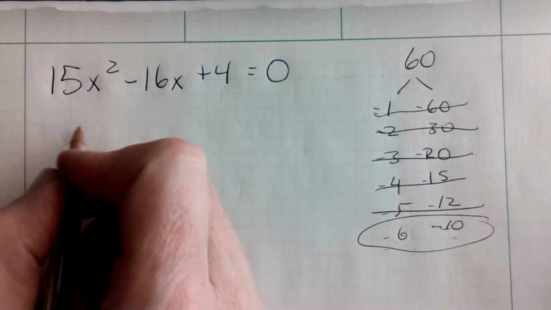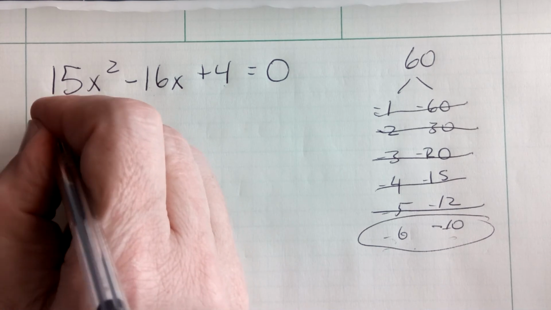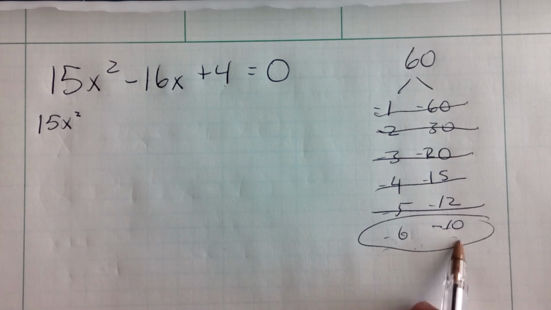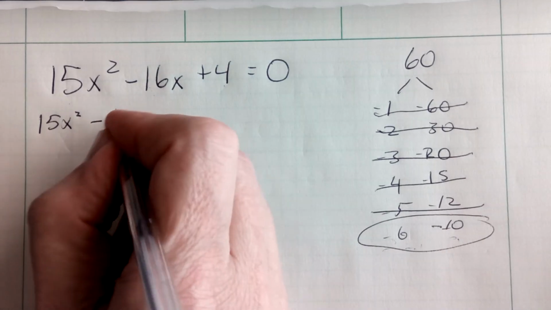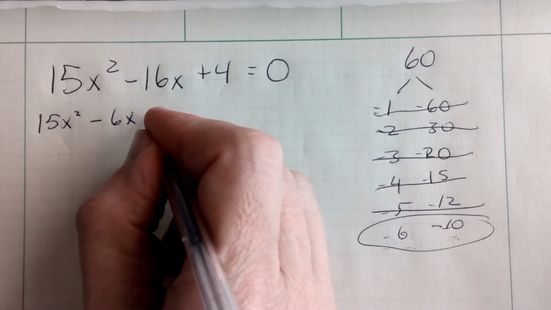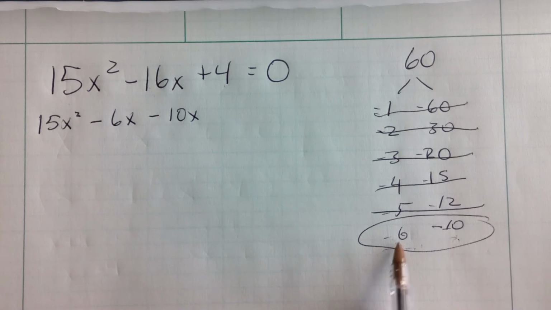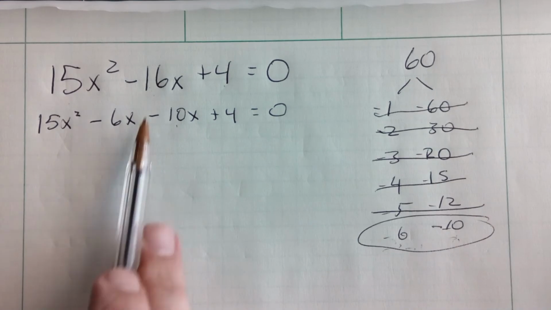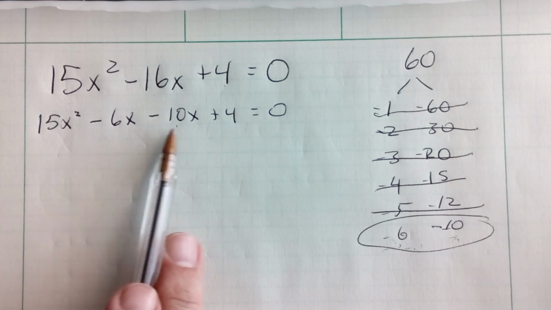Now remember, I don't do my parentheses yet. What I do is I actually separate this 16x into these two terms. And it doesn't matter which one you do first. I could do the negative 10x first, then the negative 6x, but I chose to do the negative 6x and then the negative 10x plus 4 equals 0. So I broke this middle term into these two terms.